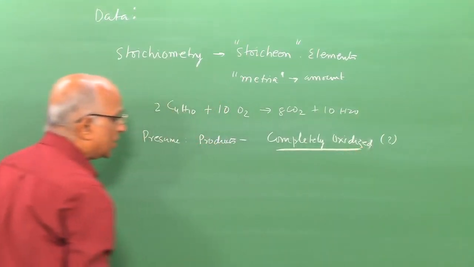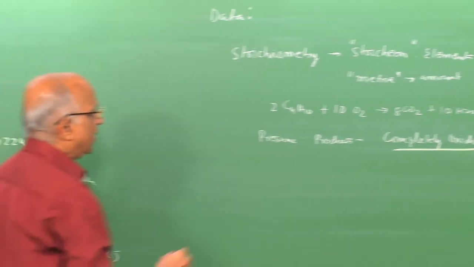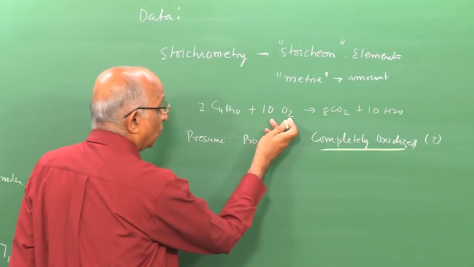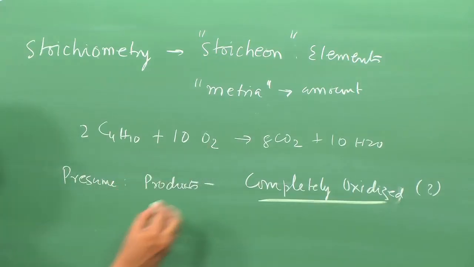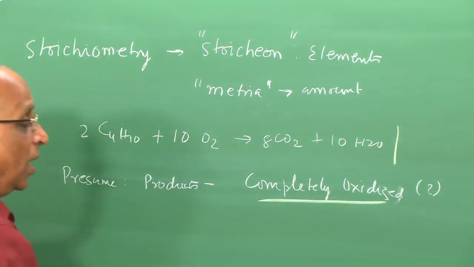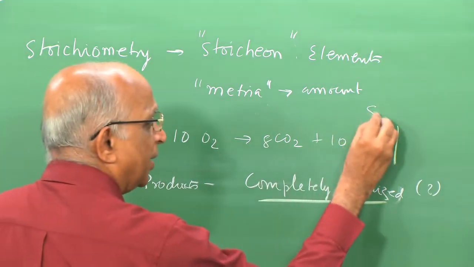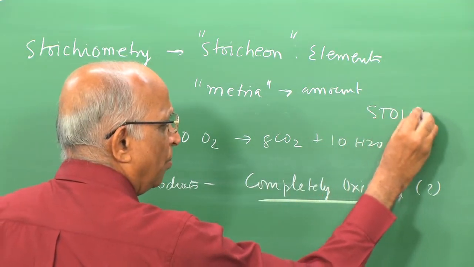That means, when the products are completely oxidized, the reaction becomes C4H10 plus 13O2, what we have written earlier was fully oxidized, and this type of reaction is what we call a stoichiometric reaction. Let me write it again, stoichiometric reaction.